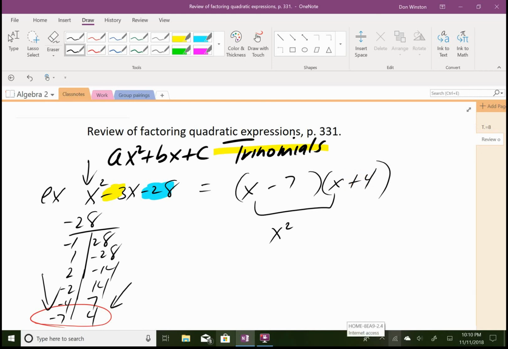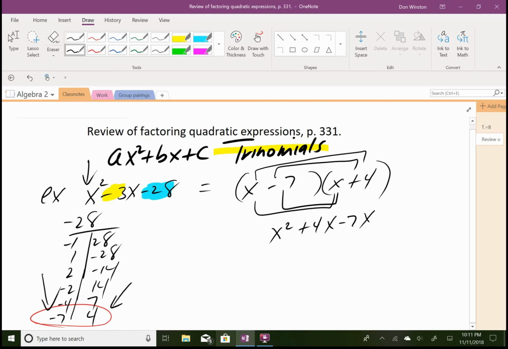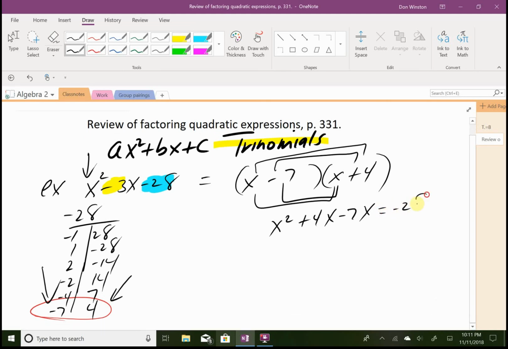So I'll just check. x times x is x squared. Outside terms, x times 4 is 4x. The inside terms, negative 7 times x is negative 7x. And then negative 7 times a positive 4 is equal to negative 28. Combine your like terms and you get x squared minus 3x minus 28. And that checks out to what we started with.